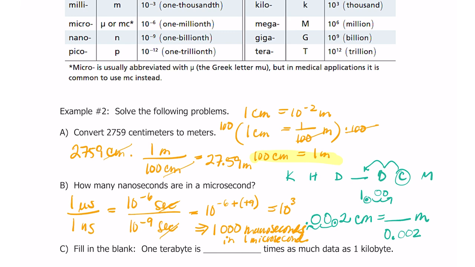Okay, and an easy way to remember that is we're always going to divide the longer by the shorter. So 10 to the negative 6th is larger than 10 to the negative 9th.